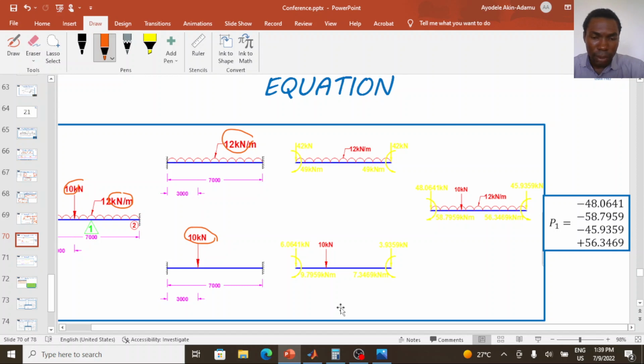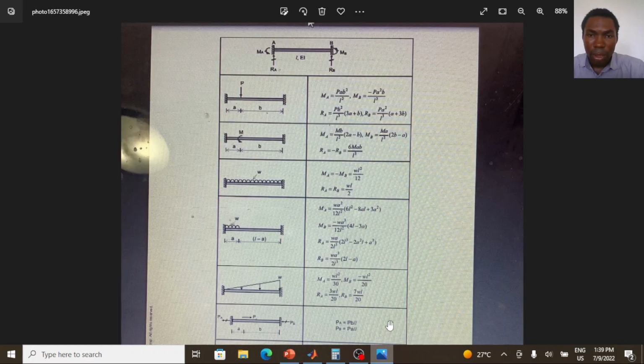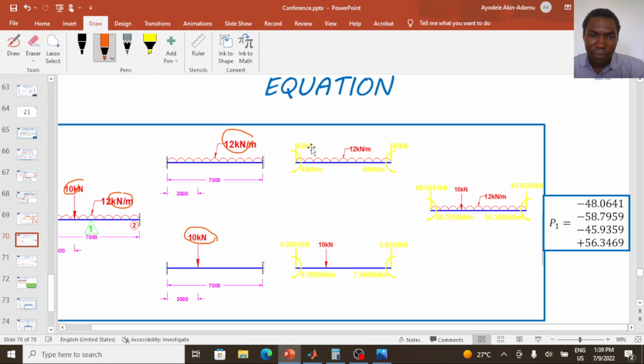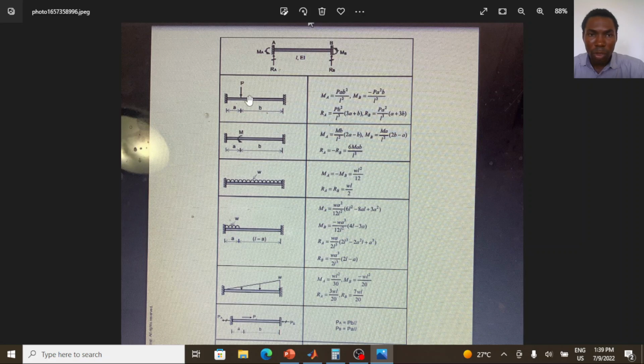Once we use this formula, as in this formula MA, MB, RA, RB for the uniformly distributed load, we get the vertical load as 42 kilonewton, the moment as 49 kilonewton meter at this node, and the same thing at the end node. So this is for the uniformly distributed load. For the point load, we use the first row, this formula, with this point load P at a distance A from the left hand support and distance B from the right hand support. So we use this formula to compute the equivalent nodal load.